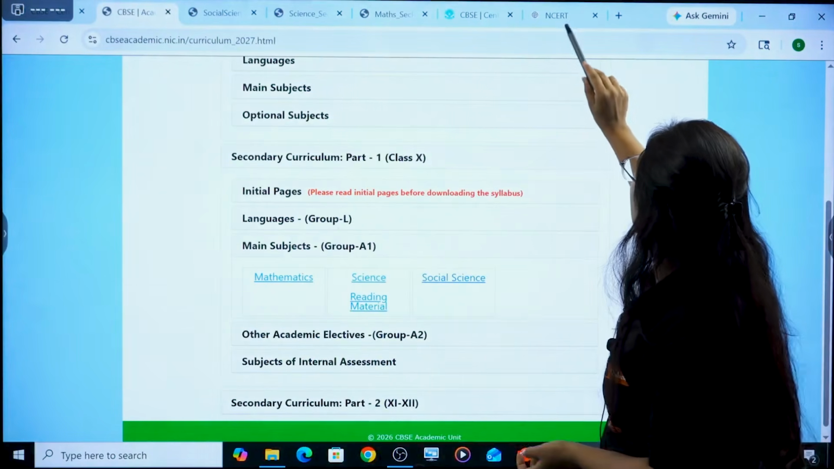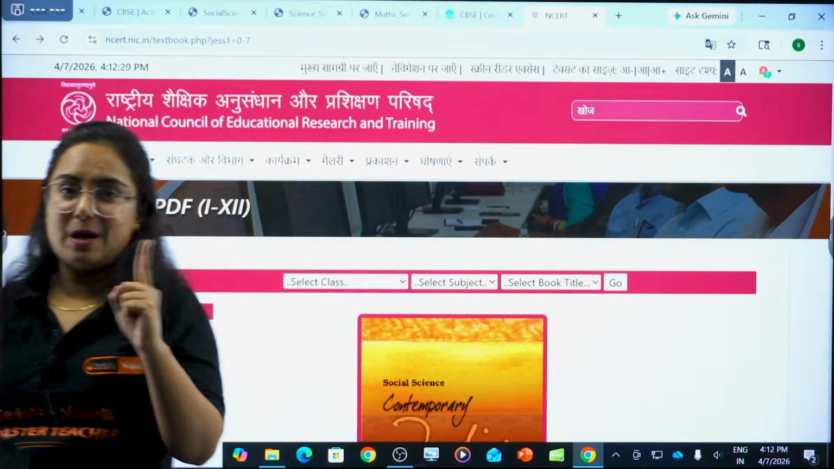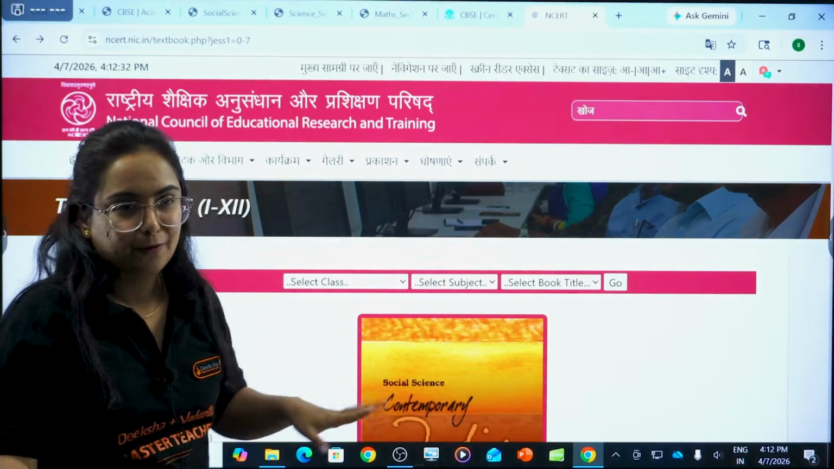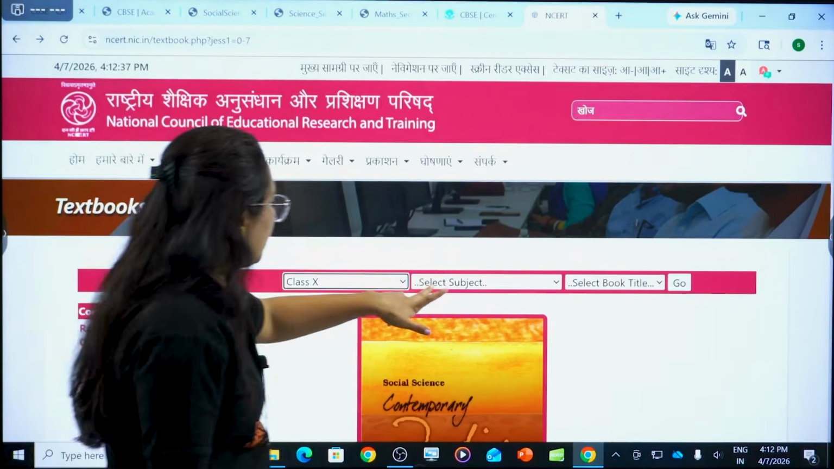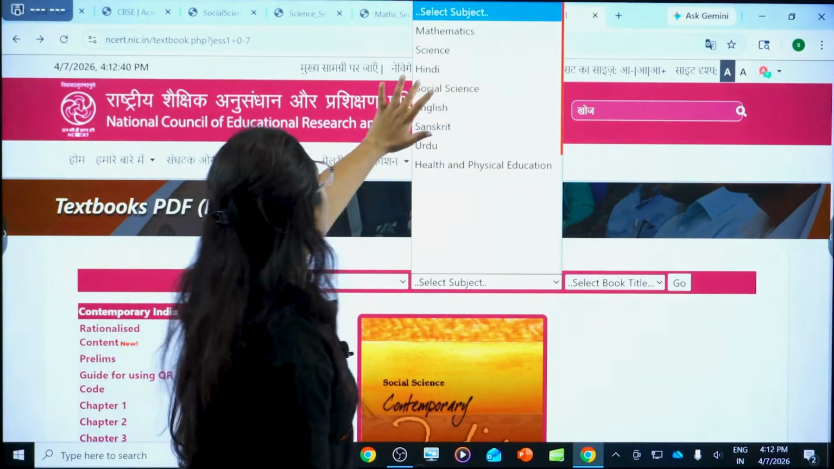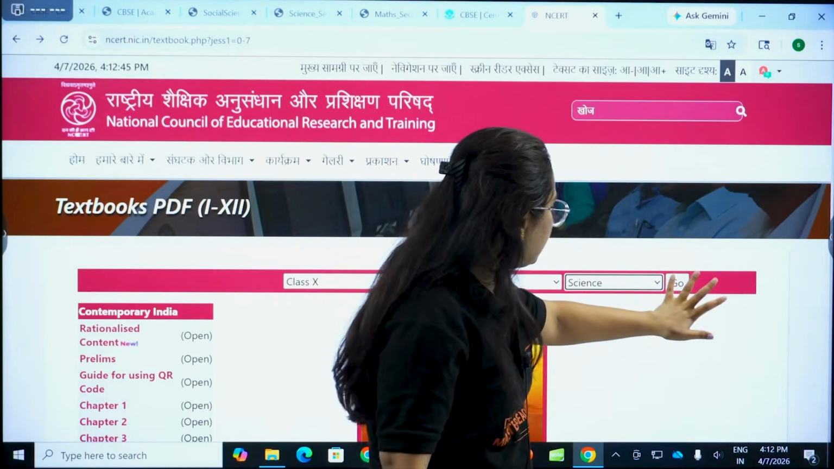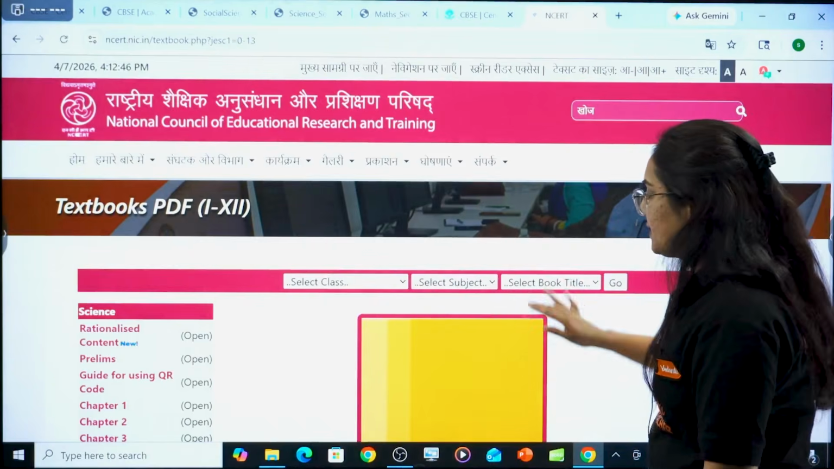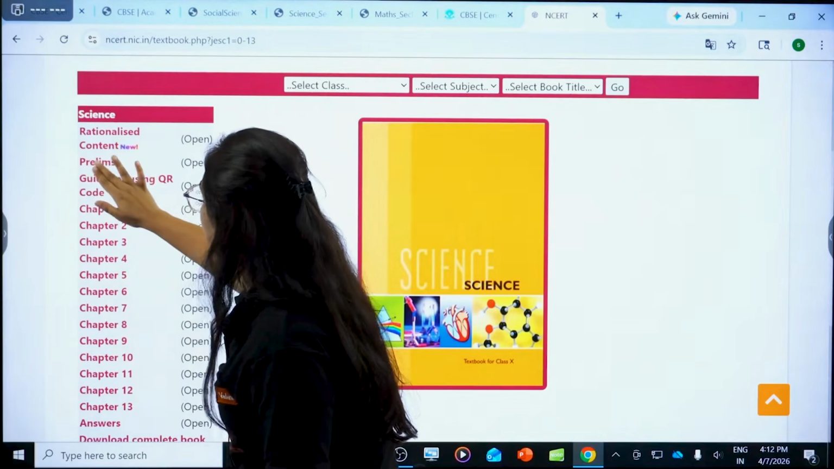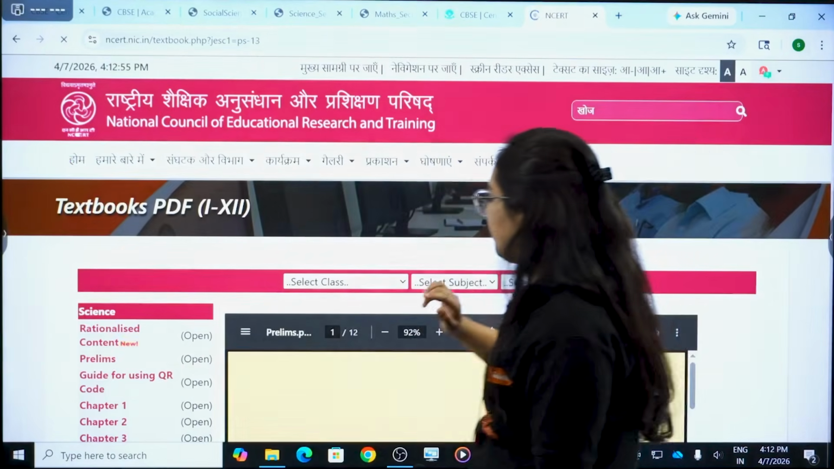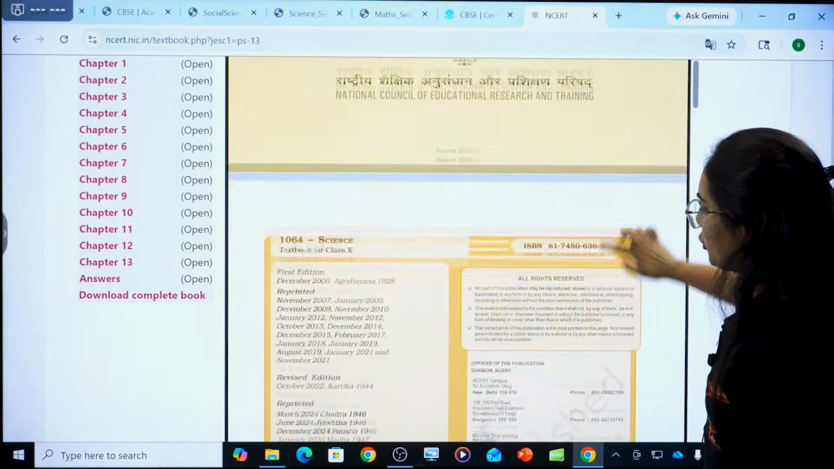And one more thing I want to share with you students. Let's go to NCERT and check whether the changes are being introduced or not. So we will go to class 10th. Now you have moved successfully to class 10th. Then we will find the book, science, let's see, and let's go. And here is the book. I want to show you that the changes are being introduced. We will go to the prelims, and see what I'm going to show you.